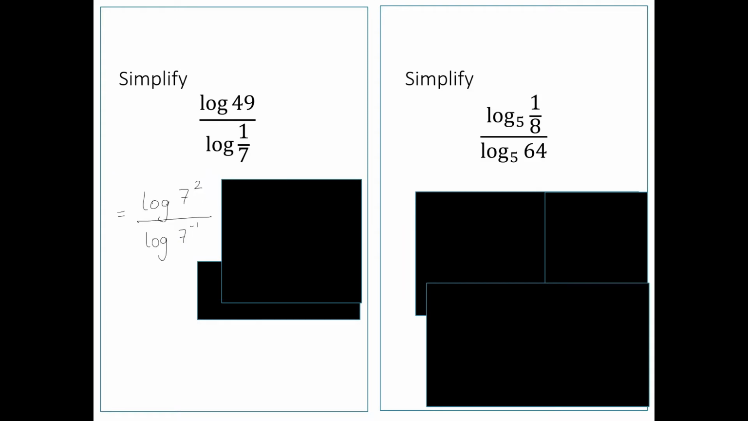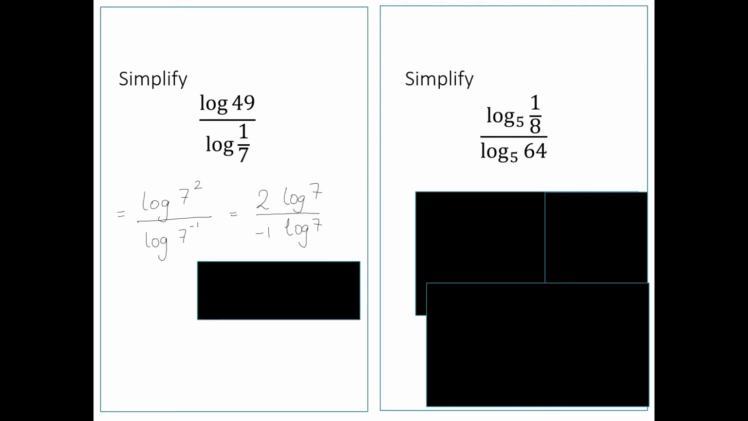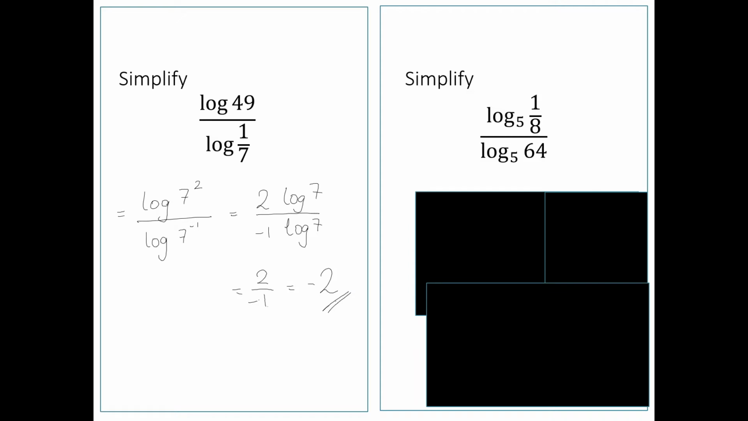We can, however, rewrite 49 as 7 squared and 1/7 as 7 to the power of -1. Then we can use our power law. And now log of 7 is the same as log of 7, and that's a factor of 2 log 7. So we can divide top and bottom by log 7 and simplify this to just get -2. Have a look at your example. See if you can figure that one out.